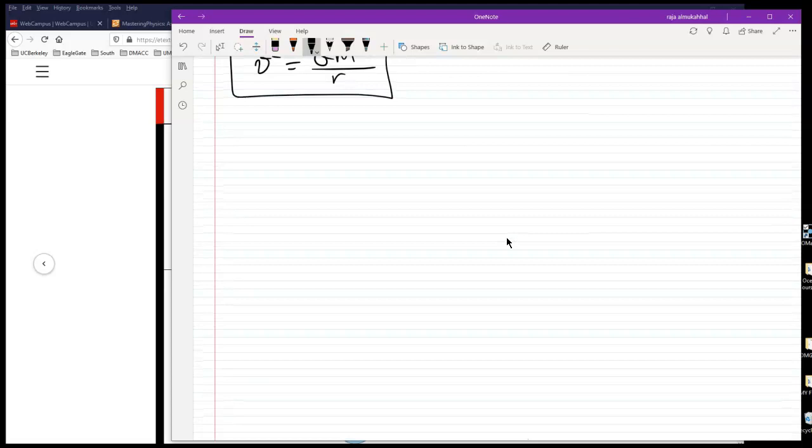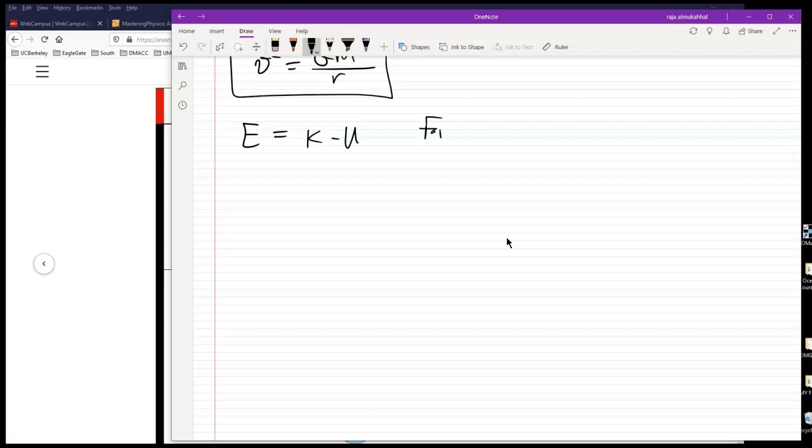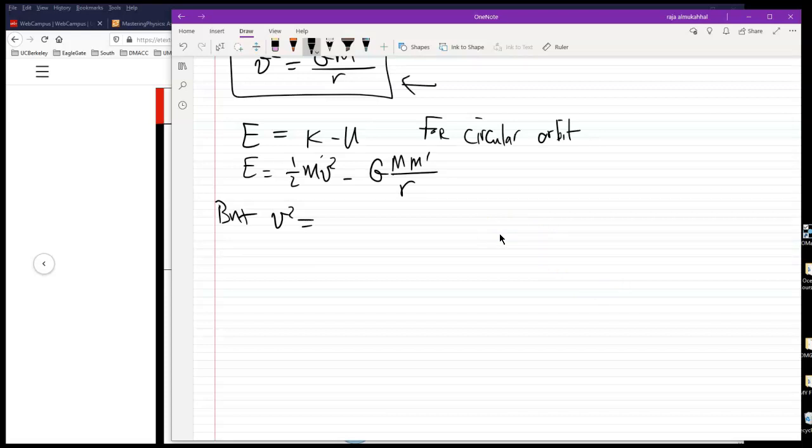Okay. So we said that the total energy of an object is K minus U, correct? Okay. So for a circular orbit, in this case, we have E equals 1/2 mv squared minus GMM' over the distance r. Is that okay? Okay, let's make this m prime. I'm trying to get rid of that m prime. Let's make it m prime here. Okay, but v squared is equal to this one right here.